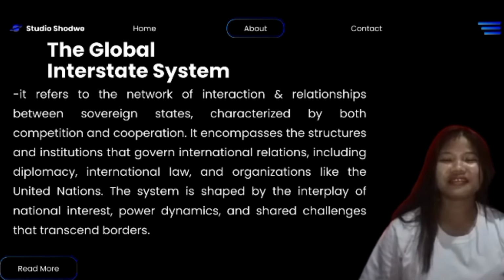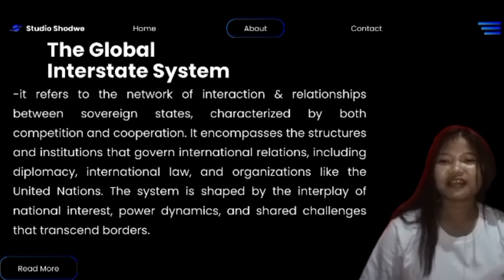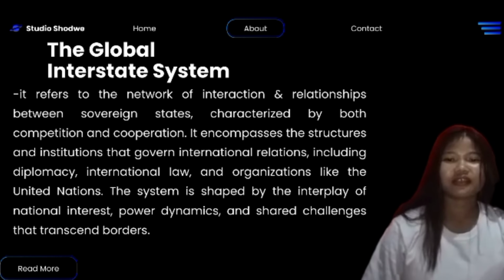What is the global interstate system? The global interstate system refers to the network of interactions and relationships between sovereign states, characterized by both competition and cooperation. This means that countries around the world interact with one another through various connections such as diplomacy, trade, or military alliances. These interactions involve both working together, cooperation, and competing for resources, power, or influence. Example, the United States and China cooperate on climate change negotiations but also compete in global trade and technology development.